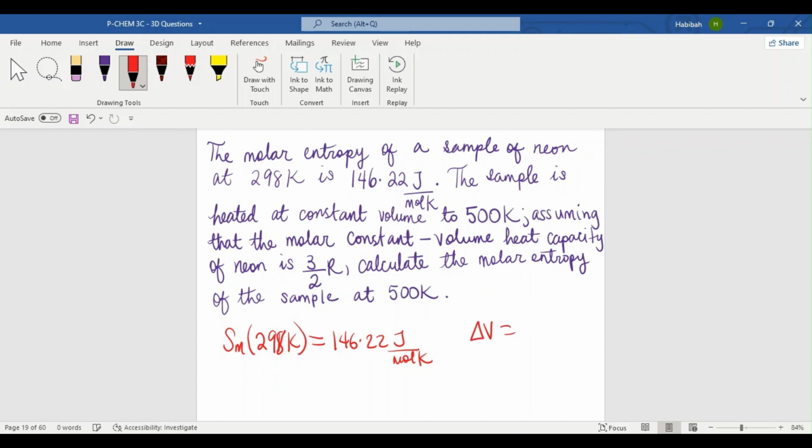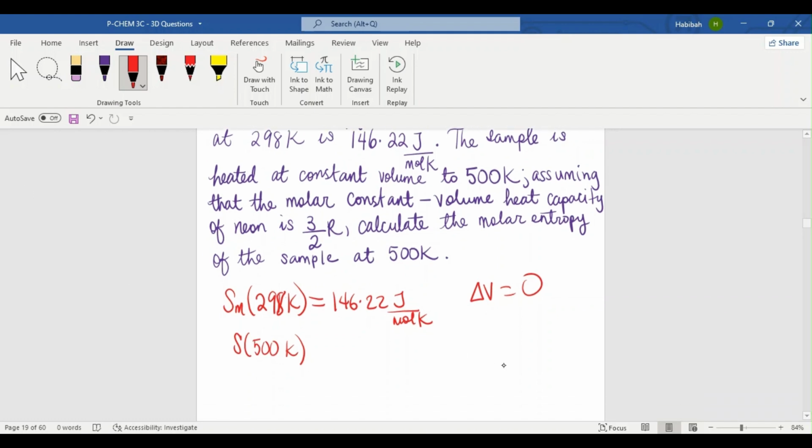Okay, so the change in V is equal to zero, meaning throughout the entire process, the volume is going to be the same. And they said that the sample is heated, so it's an increase in temperature. So it's increased to 500 Kelvin. Assuming that the molar heat capacity at constant volume of neon is 3 over 2 R. So that would be C V, comma m, is 3 over 2 R, which is the same thing as 3 times 8.3145 joule per mole Kelvin divided by 2.